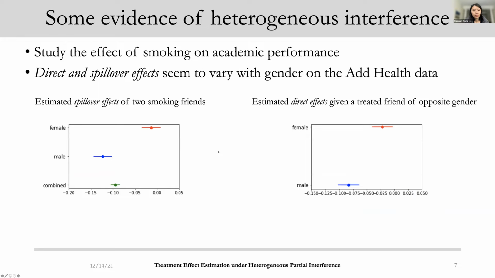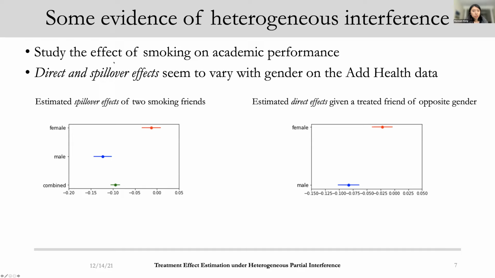In the Add Health data, which is the data we use in our empirical applications, we do find some evidence of heterogeneous interference. We study the effects of risky behavior, smoking, on students' academic performance. Their interference seems to vary with their gender.